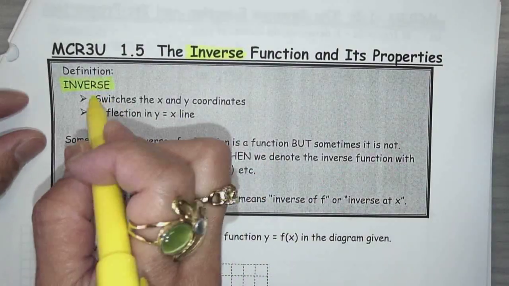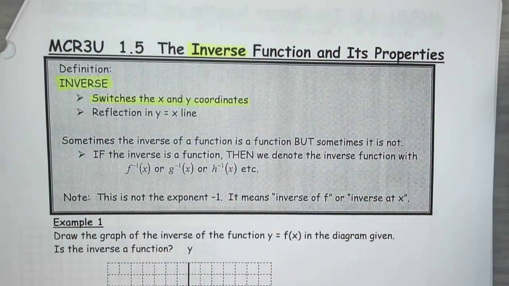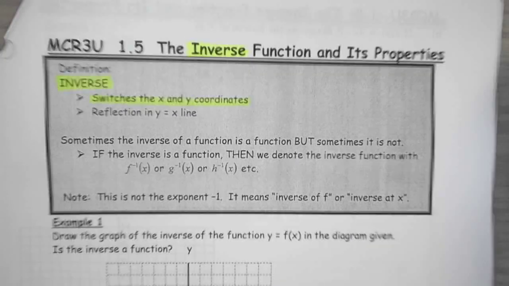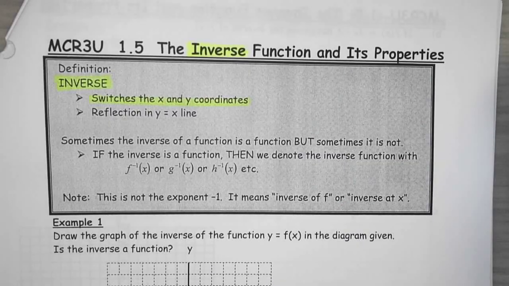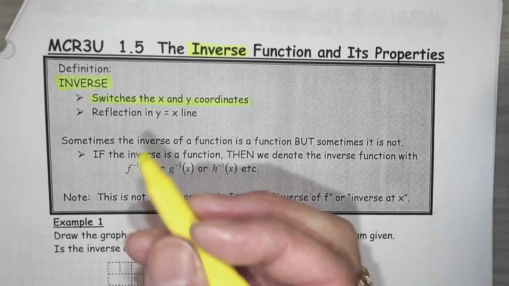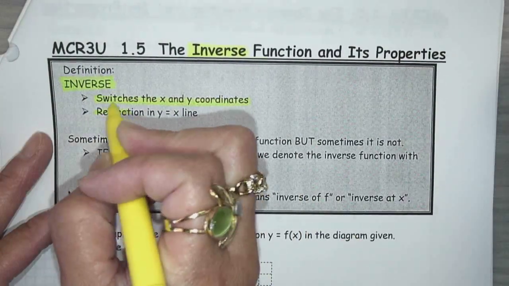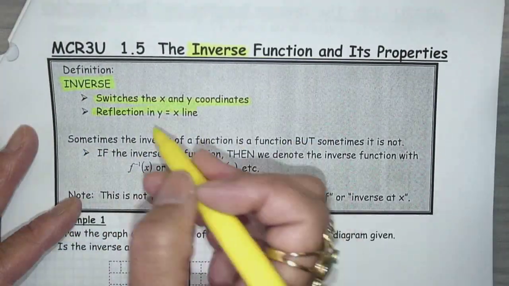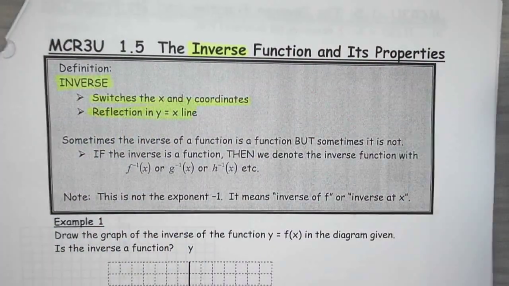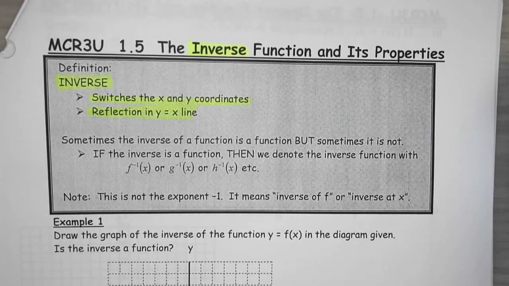It switches the x and the y coordinates. We are actually switching the x and the y coordinates, physically taking the x and the y and flipping them. So x becomes y, y becomes x. We're switching it. It's a reflection in the y equals x line. I will show you what that means when we graph one. I'm going to show you on a graph that it actually reflects in the y equals x line.